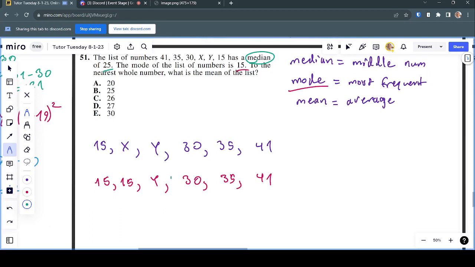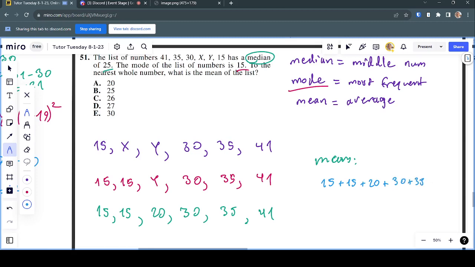In order to get an average value of 25 in here, I need y to equal 20. So I'd get 15, 15, 20, 30, 35, 41. And now to get the mean, you just have to plug this into a calculator. It would be all of these things added up, the values of each, and then divide by the number of items that you have, which is 6.